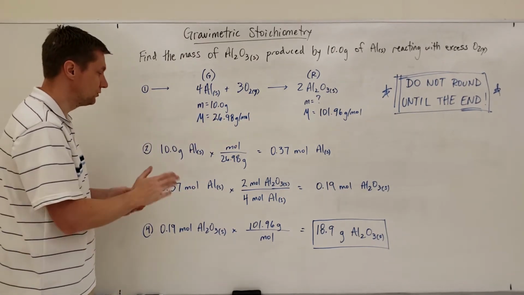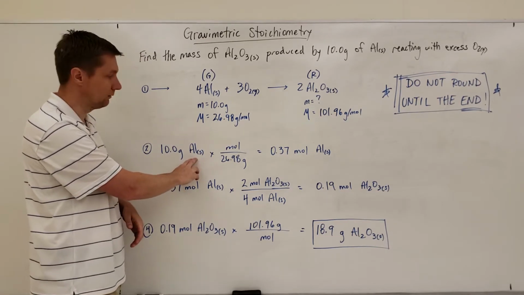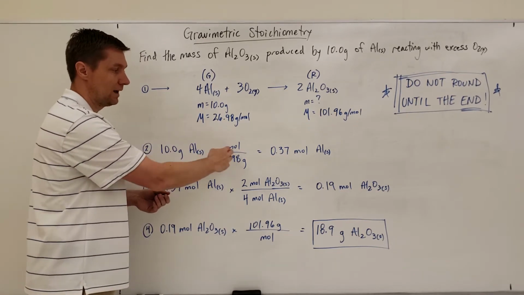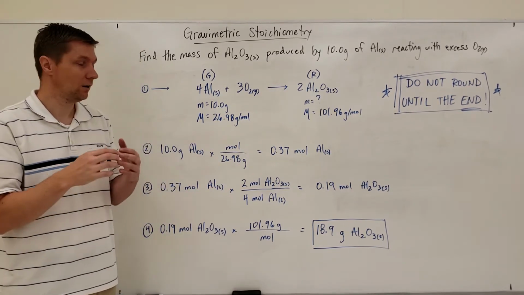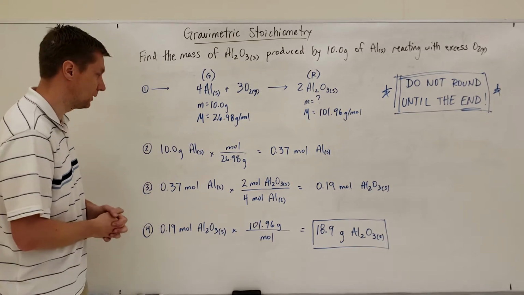So to do that, I've got 10 grams of aluminum here, and I just use my molar mass to calculate the moles of aluminum. And we've done this. We did this in Science 10, and we've done this at the beginning of this semester as well.